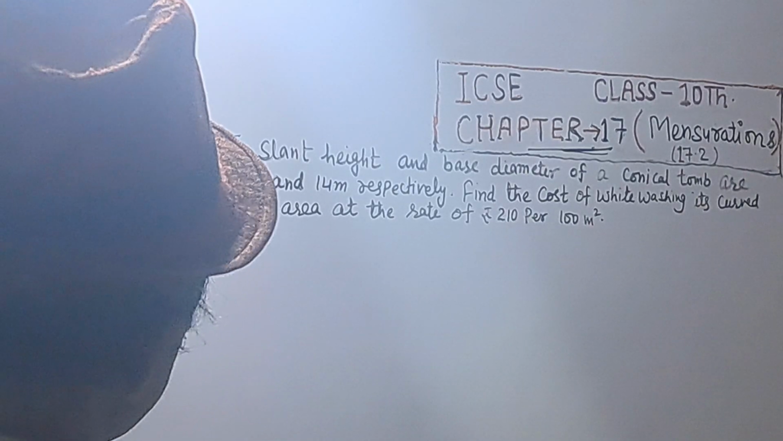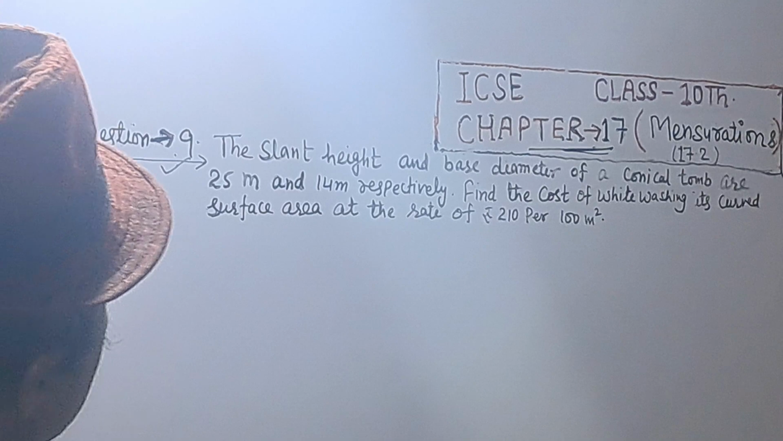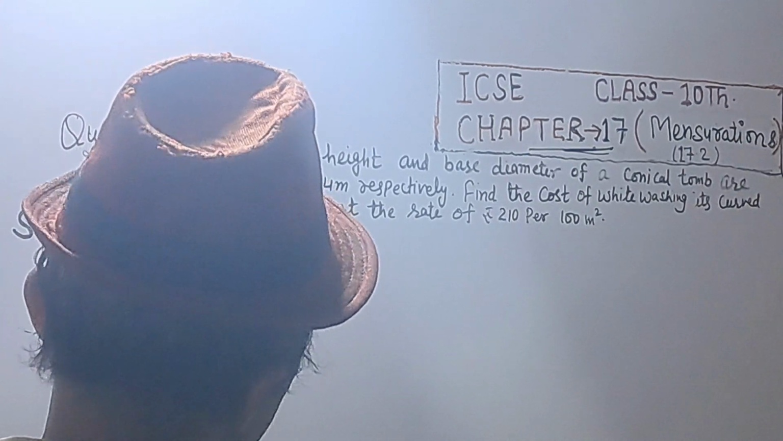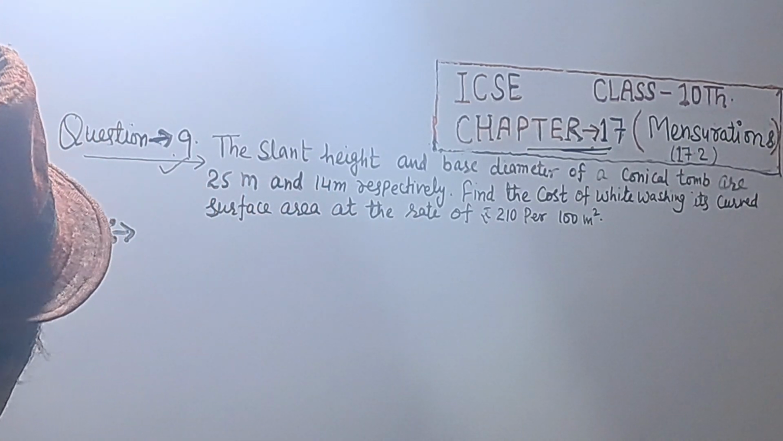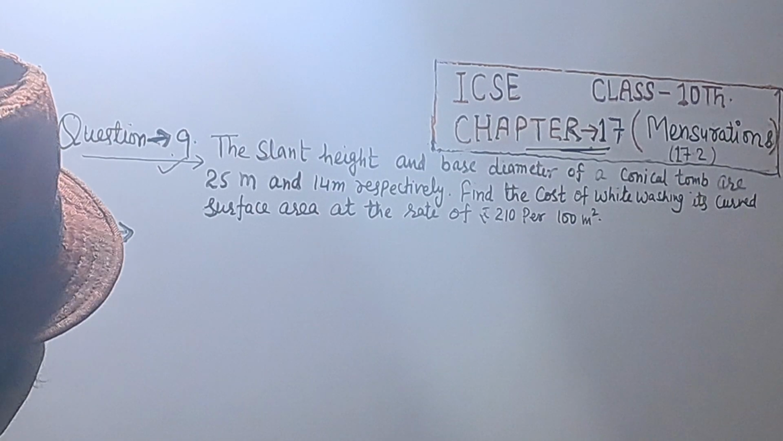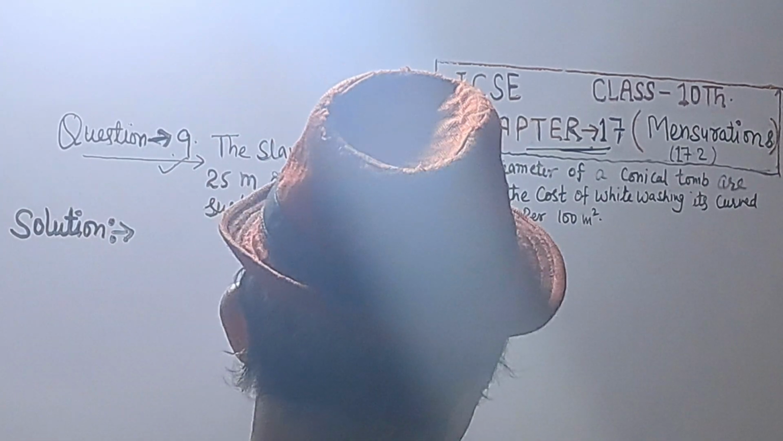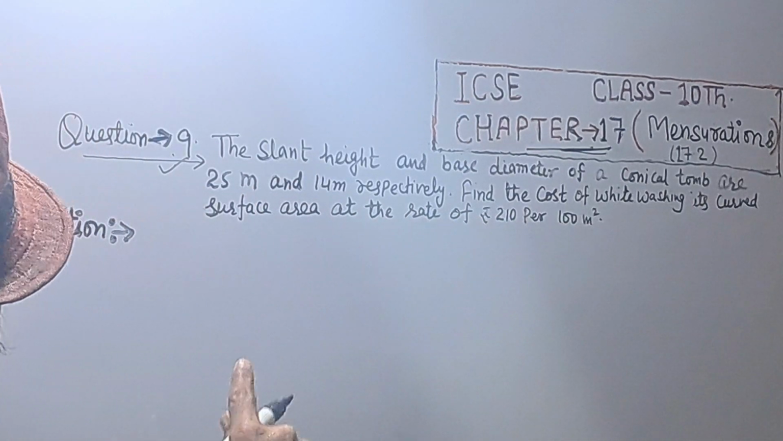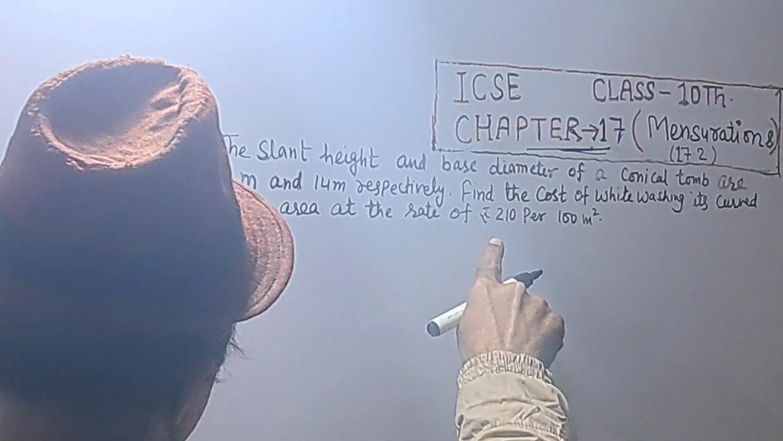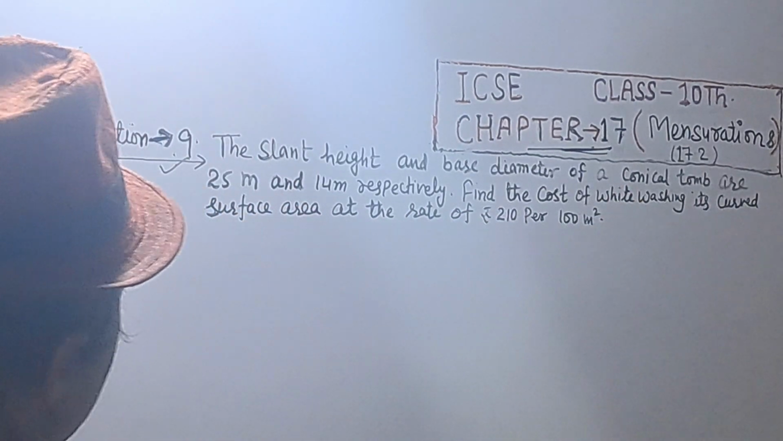Question number 9. The slant height and the base diameter of a conical tomb are 25 meter and 14 meter respectively. Find the cost of whitewashing its curved surface area at the rate of rupees 210 per 100 meter square.